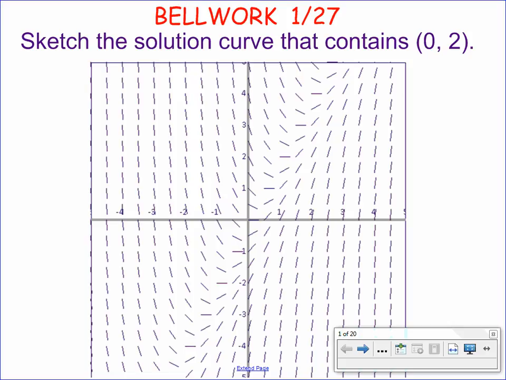We can pretend that we're dropping our leaf in the proverbial stream and we're watching where these direction arrows, the current, takes that leaf. And so where's our initial point? Well, (0, 2) is right here. If we were to drop our leaf in the stream, where would the current take it? Well, it looks like we're going to follow the direction of the nearest mini-tangent line segment, wherever that might be, and see where we go with the solution curve.